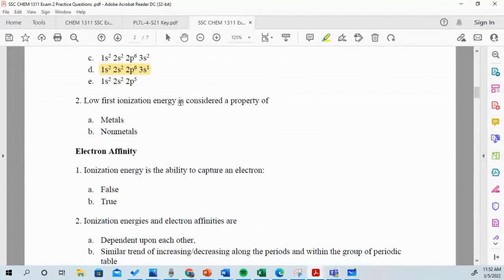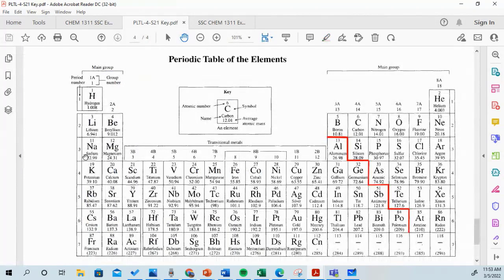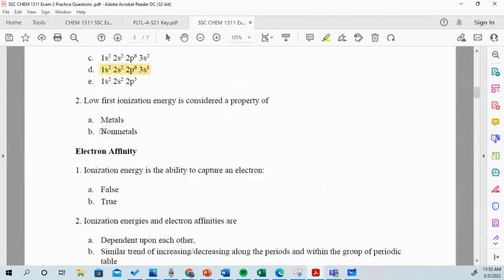Low first ionization energy is considered a property of metals or nonmetals? Perfect, metals. And we just saw that, right? Na is a metal versus nitrogen or oxygen, which are nonmetals. So everything over here has very low ionization energy, not that big of a radius. So this is metals.